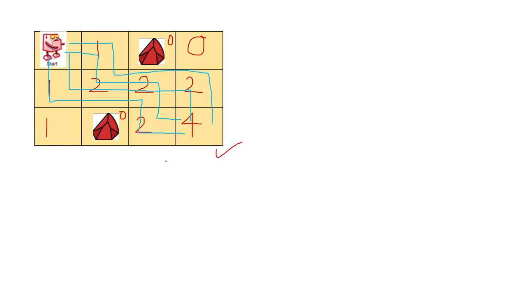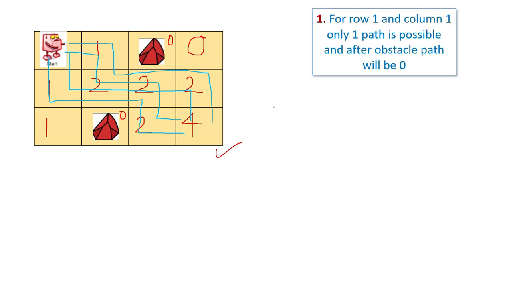So now before starting with the program, whatever point we gathered, we'll just note down. One is, for row 1 and column 1, only one path is possible, and after obstacle path will be 0. This is right? Because for row 1 and column 1, if my end point is present, so that time all the path will be 1. Or if obstacle is present, after obstacle, that will be considered as 0.